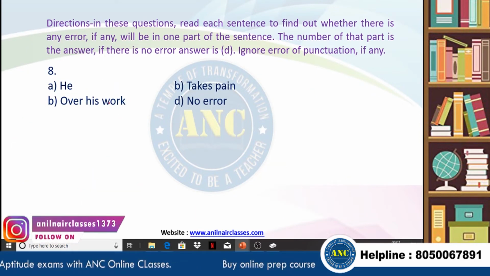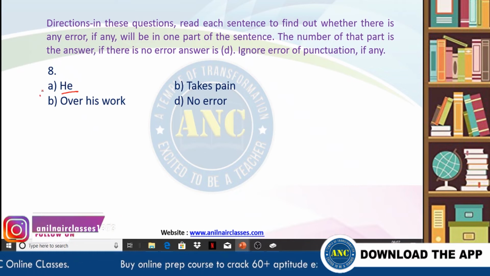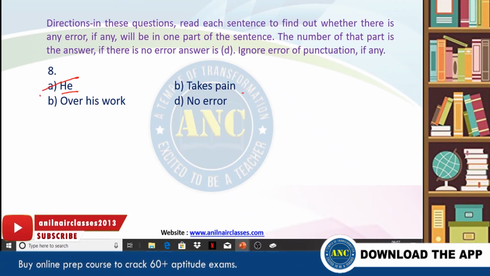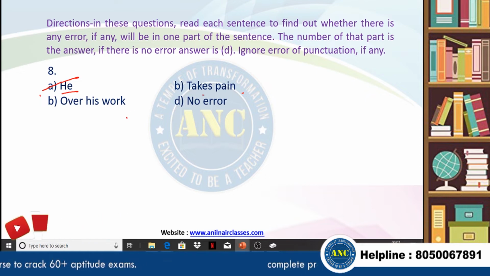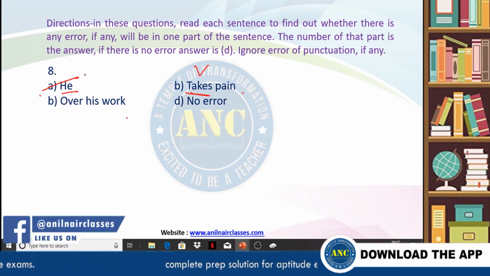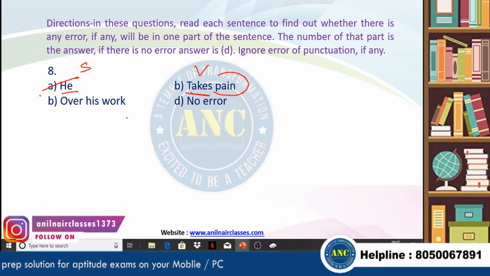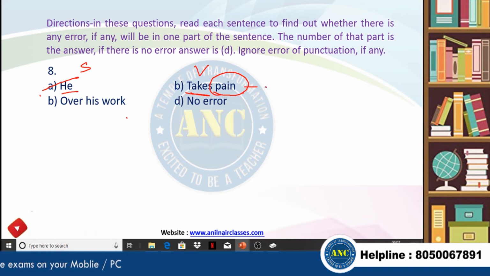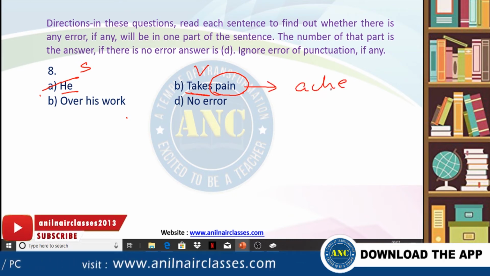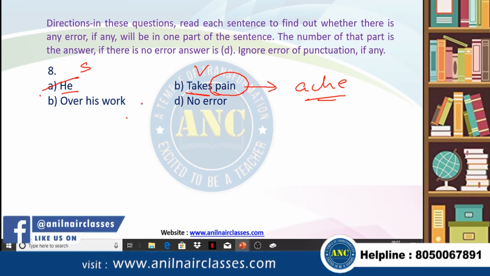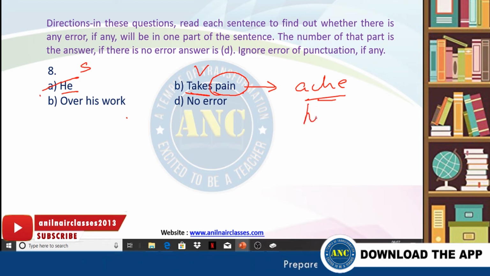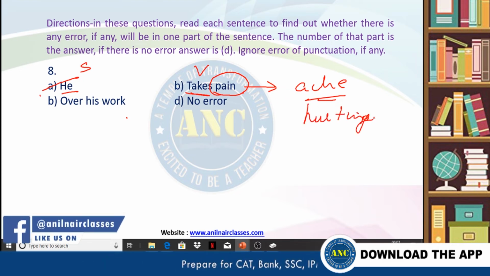Yes, we'll solve the 8th question. He, pronoun, that's fine. He takes pain over his work. Now who takes? He takes. Subject verb agreement is here. Fine, but he takes what? Pain. Pain is actually the ache. Is he taking ache over his work? That means to get his work done, he's getting pain in his hands, legs, entire body. It's aching, it's hurting. Something is hurting, we'll say pain.